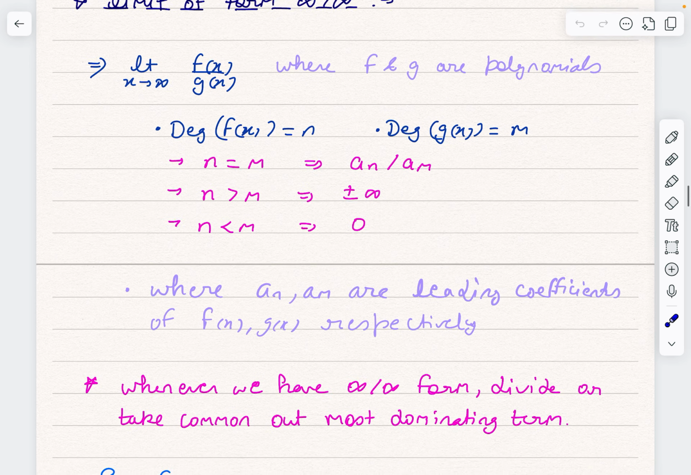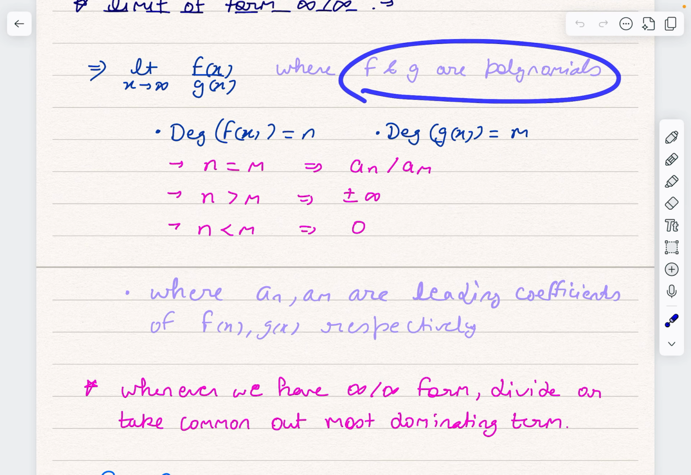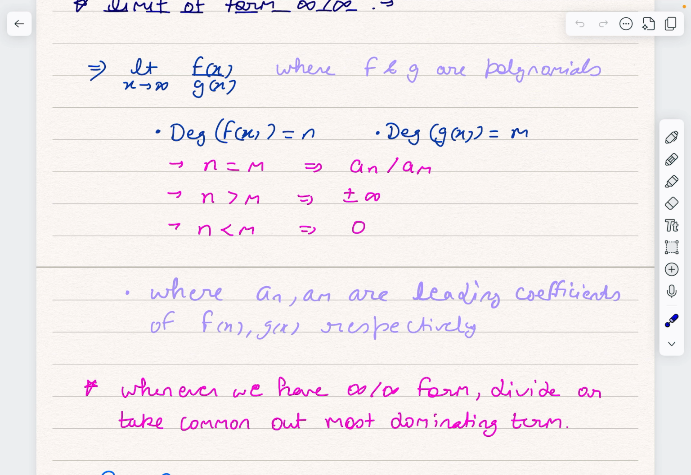And for other problems where these are not polynomials, what do you have to remember for infinity by infinity kind of problem? Whenever we have infinity by infinity form, divide or take common out the most dominating term. For example, if we have x cube and x square, we can say x cube is more dominating. So in each question, we'll have to see what is the most dominating term and we either divide by that or we take it out common. Let us see both these things with the help of an example.